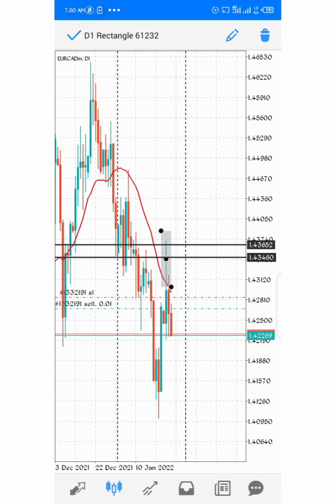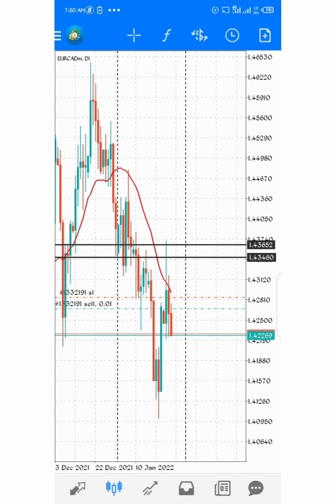So taking that off, just for you to see and for you to know it's a manipulation. You can see how price rallied above the moving average and came back to close below it. That's to show you that it's a manipulation. Okay, so now how do we find entries after the manipulation?